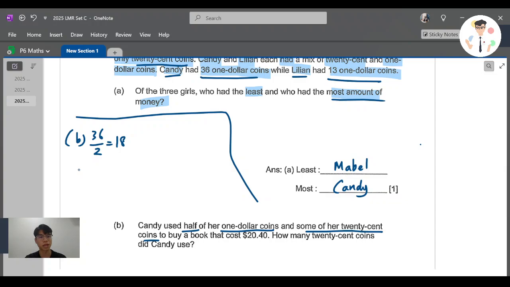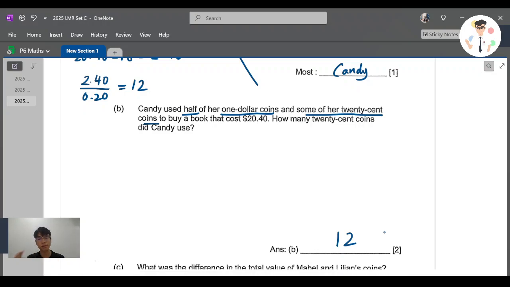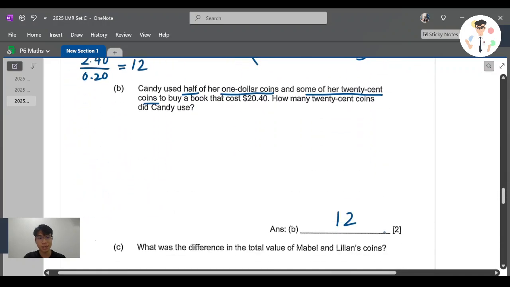Perhaps I will just use $20.40 minus $18, and I know that is $2.40. This is the amount that she used 20-cent coins to pay. But how many 20-cent coins? Just use 240 divided by 20 cents. Then I will know the number of coins, which is 12. So that will be 12 coins, and that is part B. Nothing tricky, the main part is for you to think. And question C, let's look at question C.